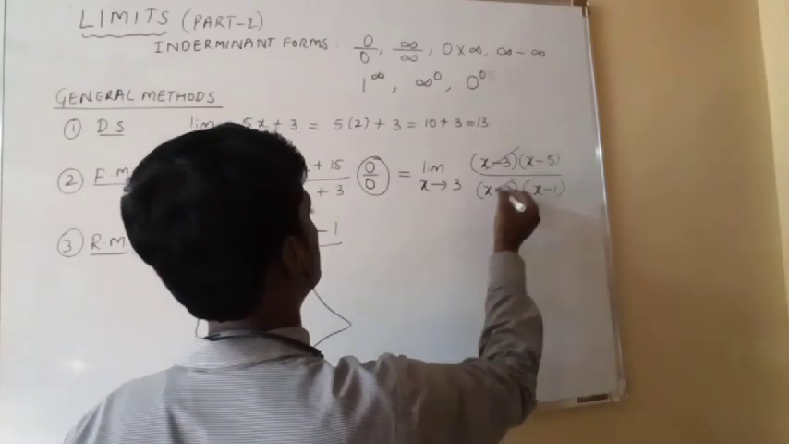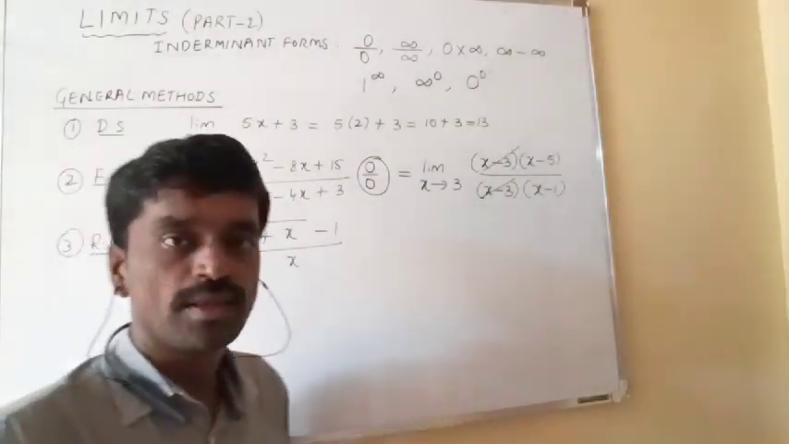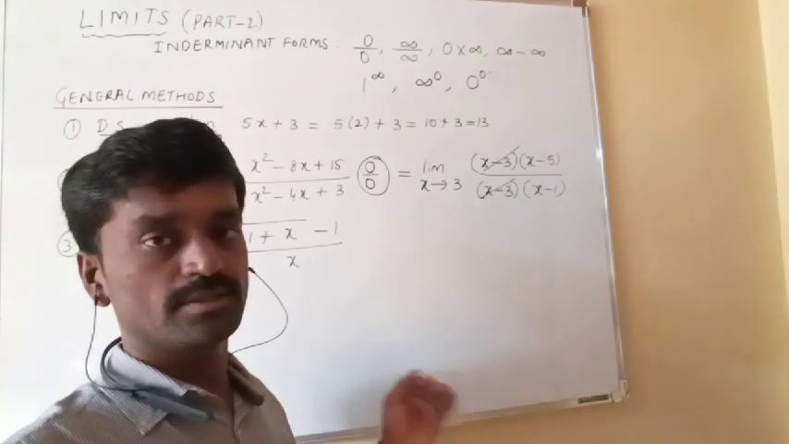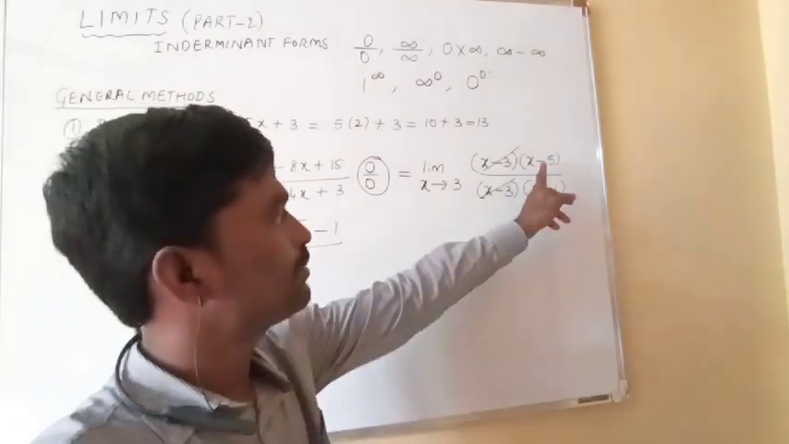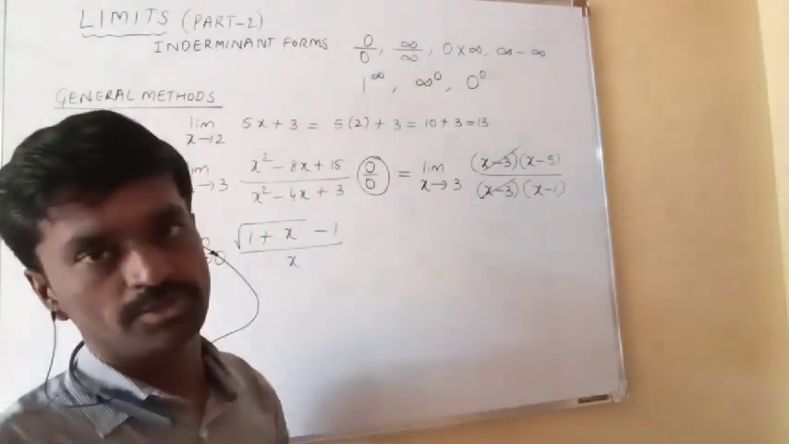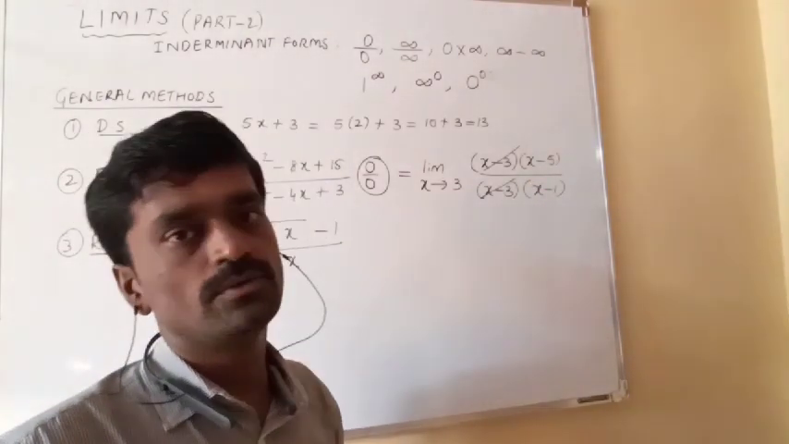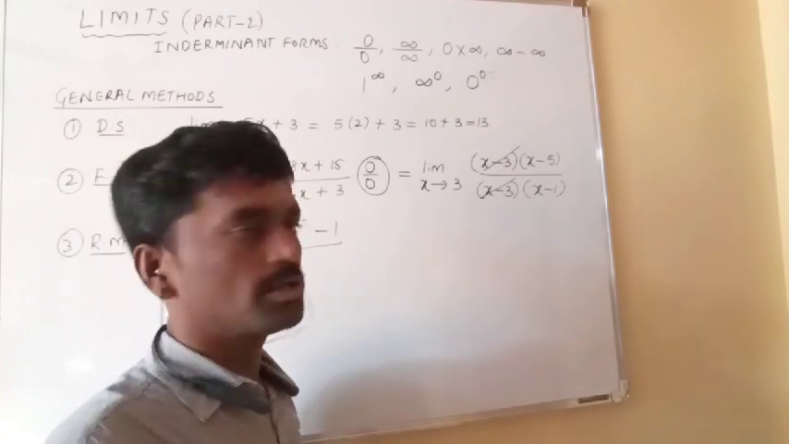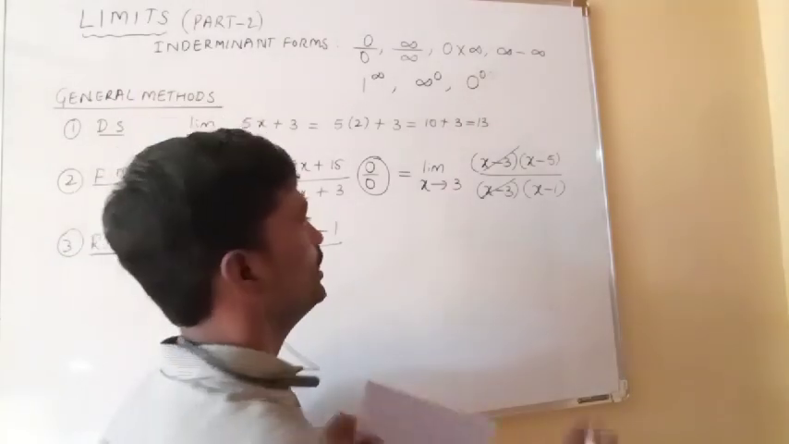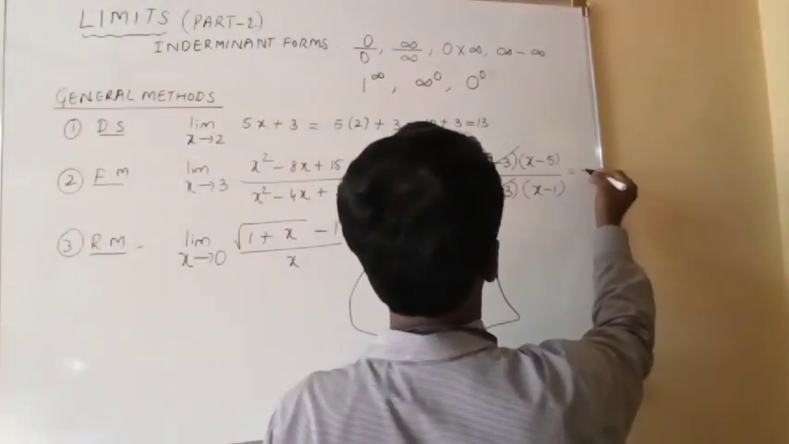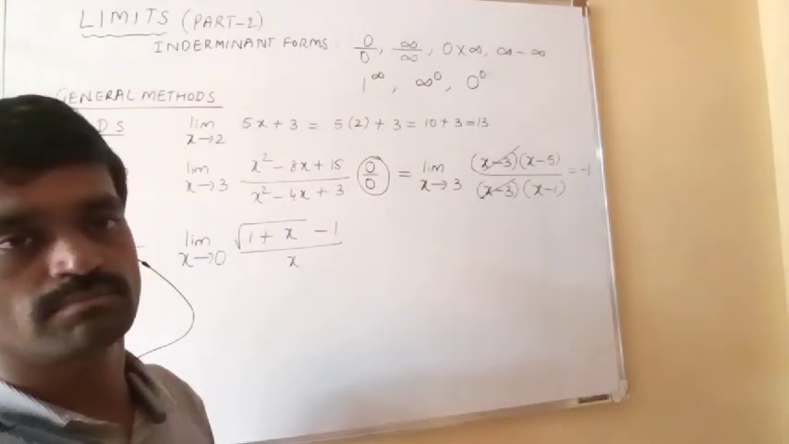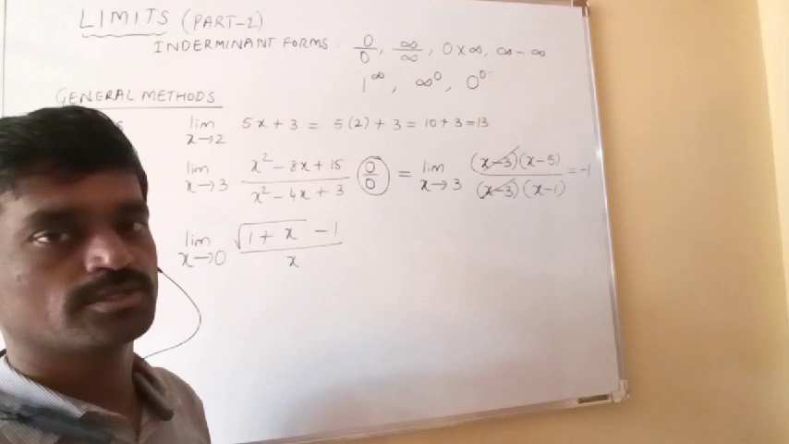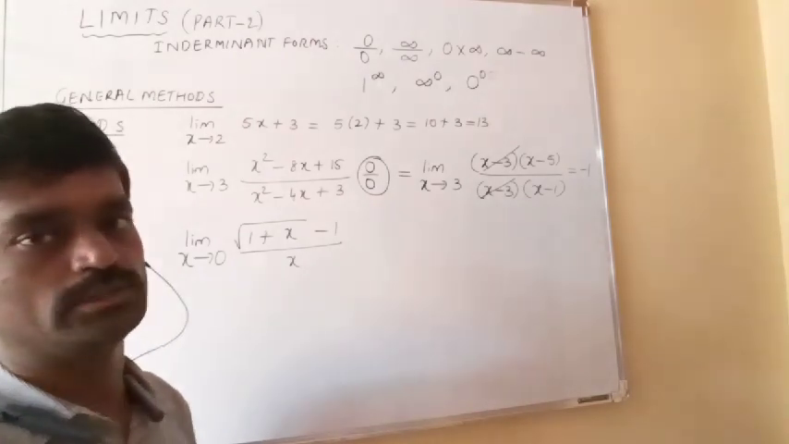So you cancel this common factor. We are not cancelling 0 by 0; we are cancelling tending to 0 by tending to 0. Now the remaining part is x minus 5 by x minus 1. In that you put x value 3. If I put x value 3, I will get numerator minus 2, denominator plus 2. Minus 2 by 2 is minus 1. So the limit of this function as x tends to 3 is minus 1.